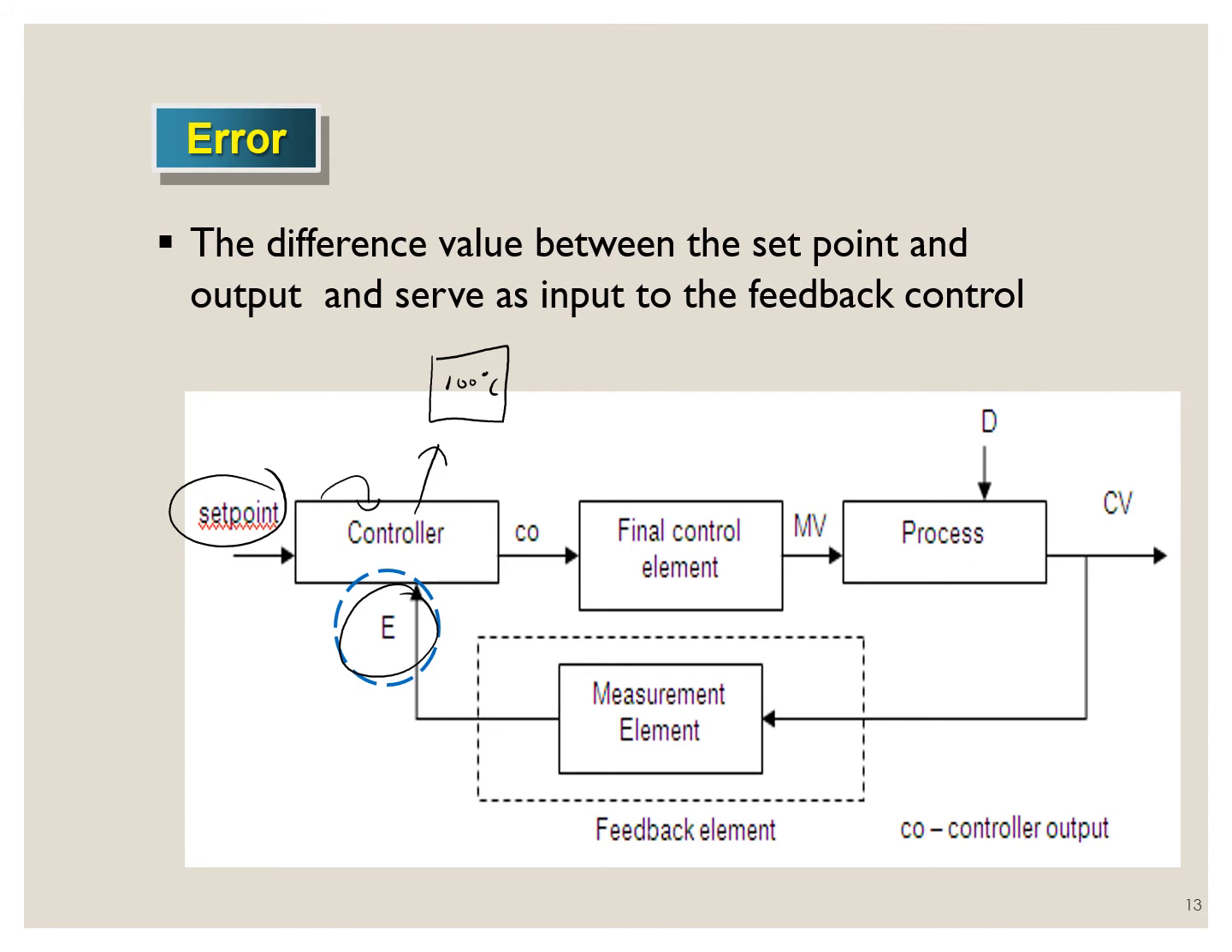The process gives the process output here. We measure the process output, and then the value of the process output is sent to the controller. This controller, the digitalized computer, will calculate. There is programming inside this one. It will calculate and come up with a decision.